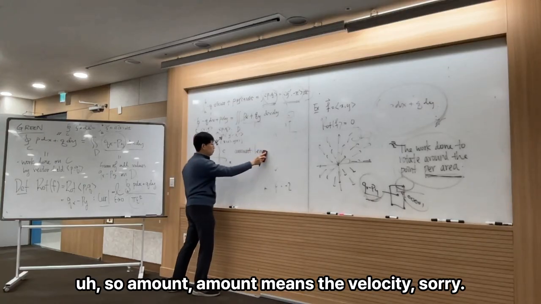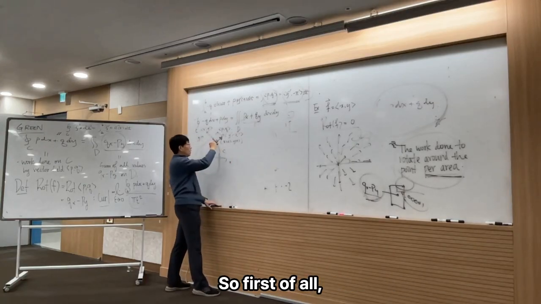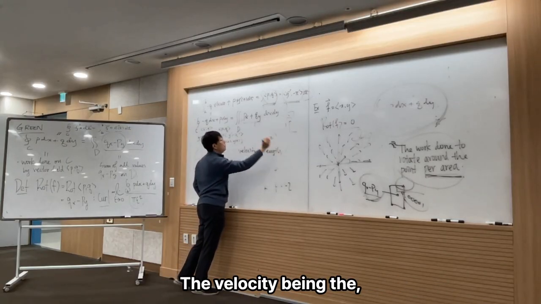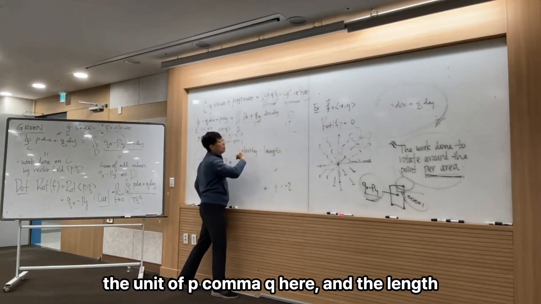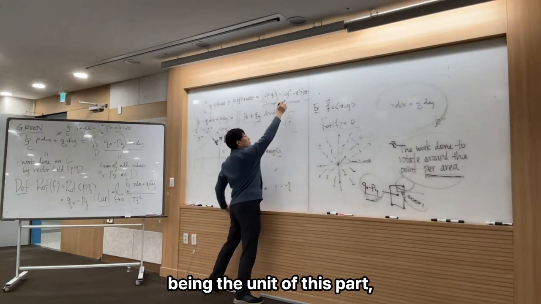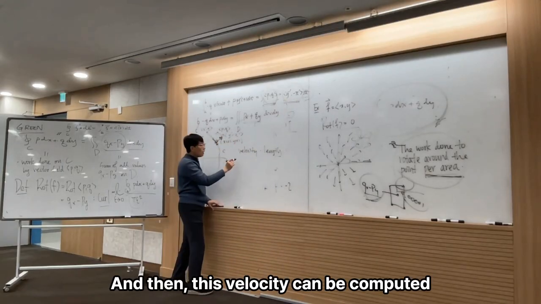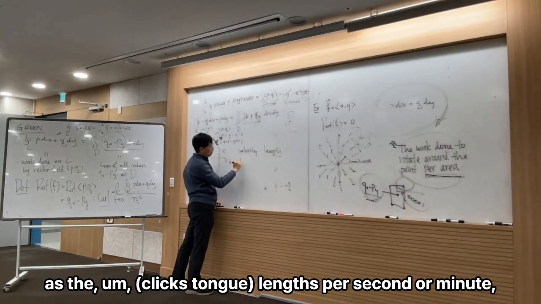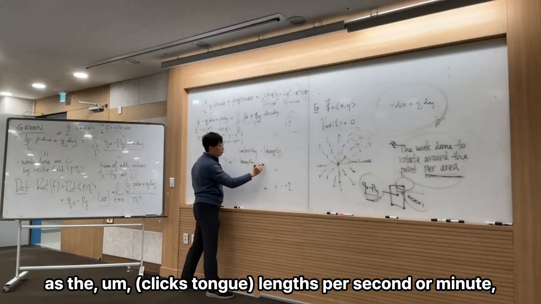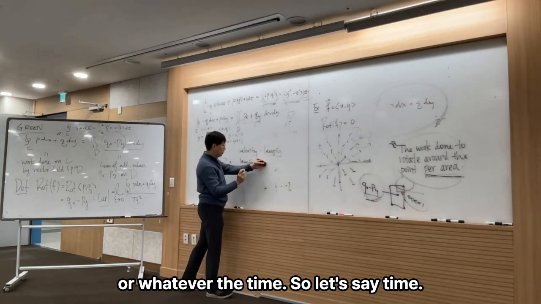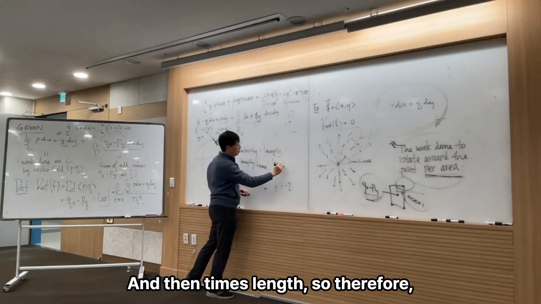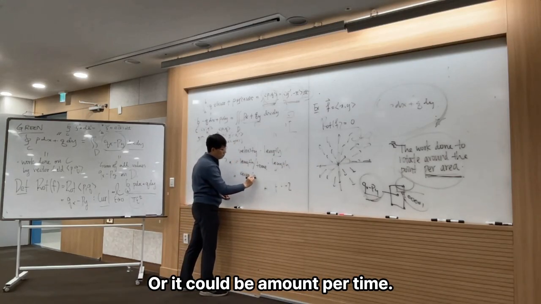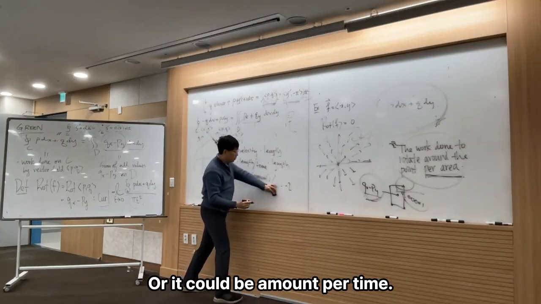So first of all, the unit is the velocity times the length. The velocity being the unit of (p, q) here, and the length being the unit of this c'(t) part. And then this velocity can be computed as length per second or minute or whatever, per time. And then times length. Therefore, length times length is the area, or it could be amount per time.